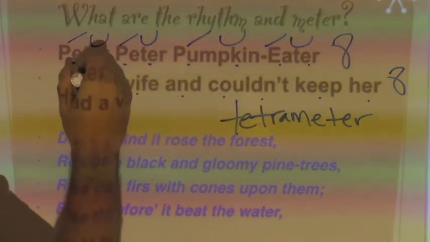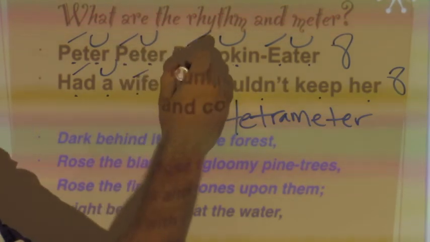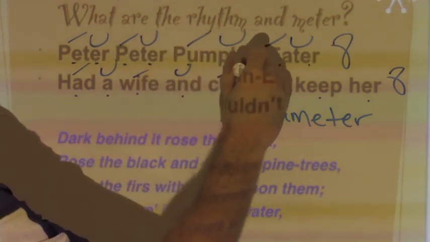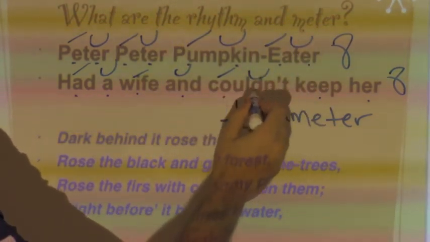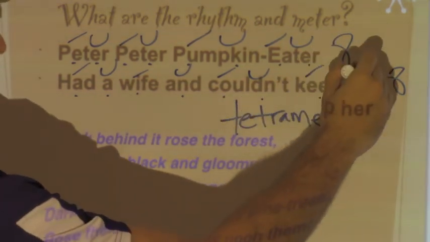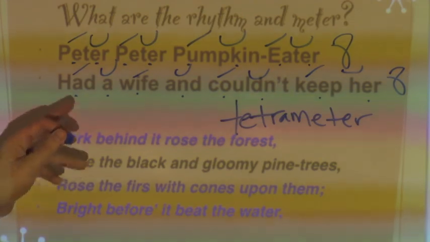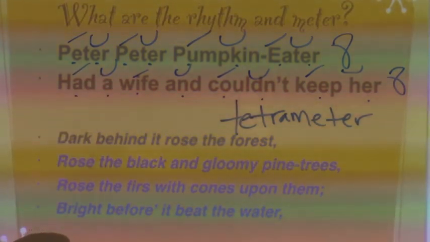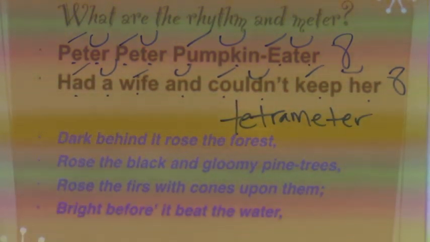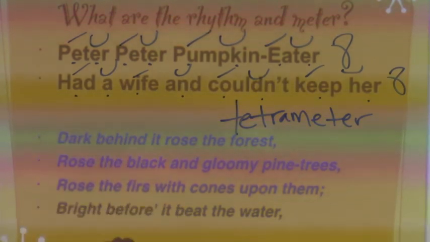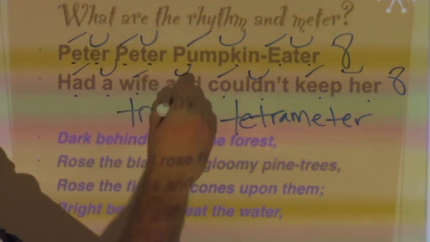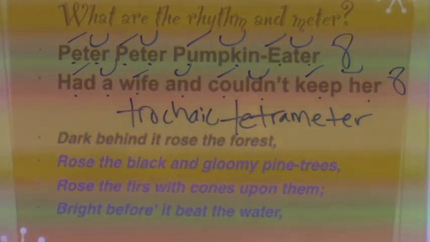Second line just to check. Had a wife and couldn't. Ooh, it fits with my 2-syllable word. I like that. Keep her. So looking at my pattern now, I see it's stressed, unstressed. I know it's iambic or trochaic, then I just have to remember which one's which. Should have come up with trochaic in this case.